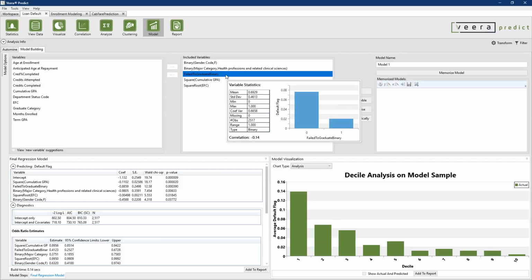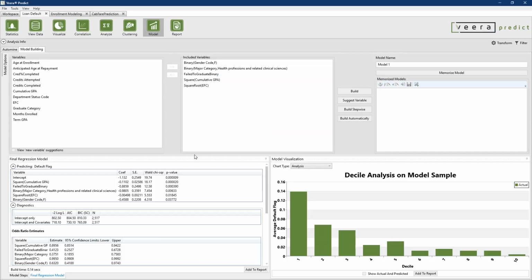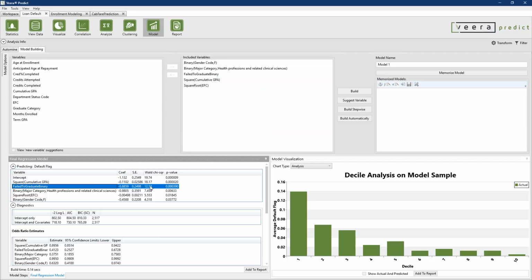So if you do look through each of these included variables, you may start to notice that failed to graduate enters in as a pretty solid predictor of loan default. And then if you were to also look through this list, you would see that it's not the top predictor, but it is one of the top predictors below cumulative GPA. And so I'll pause for a moment and just offer up the thought of what might be a reasonable call to action for the person who is building the model here.